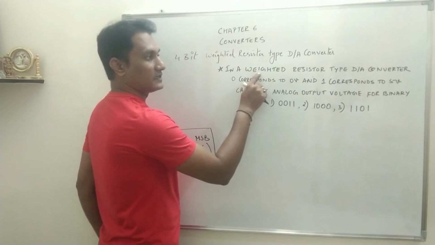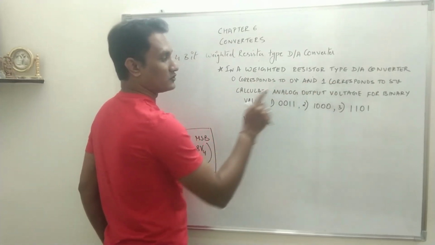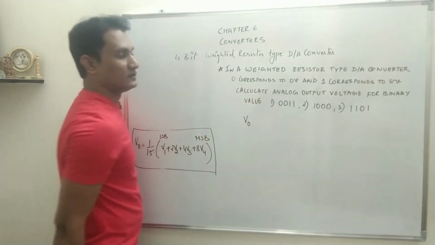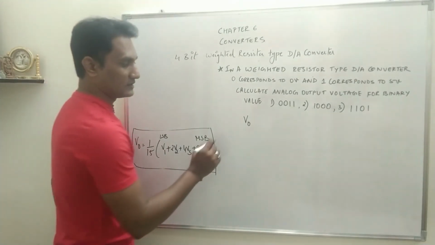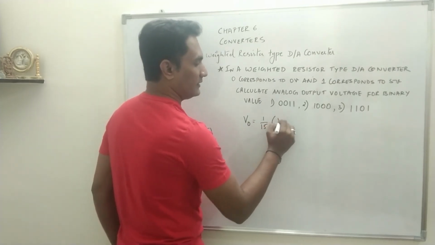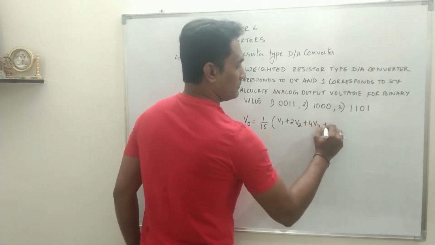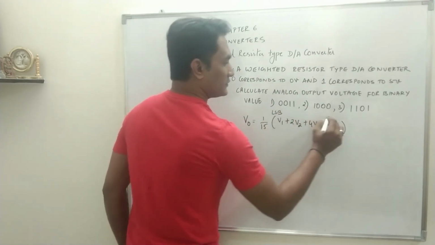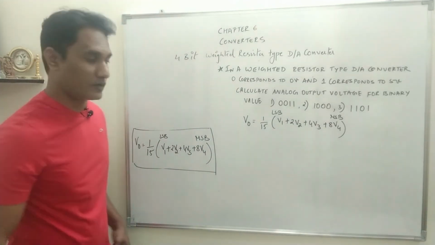In a weighted resistor type D2A converter, 0 corresponds to 0 volt and 1 corresponds to 5 volt. Calculate analog output voltage for binary value 0011, 1000 and 1101. So let us try to understand how the problem has been solved. The formula is V0 = 1/15 (V1 + 2 V2 + 4 V3 + 8 V4), where V1 is LSB, V4 is MSB. Make sure that you are writing this always properly.